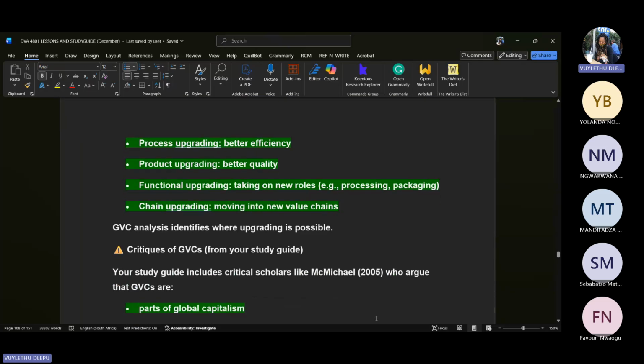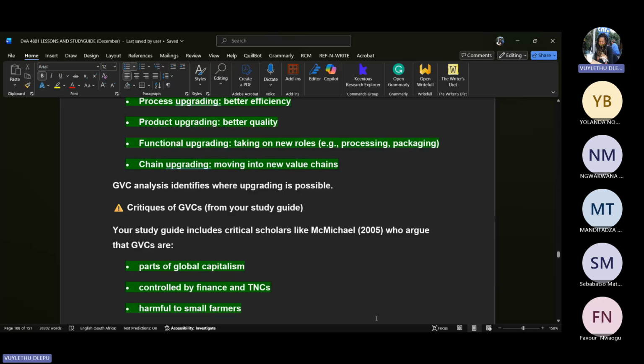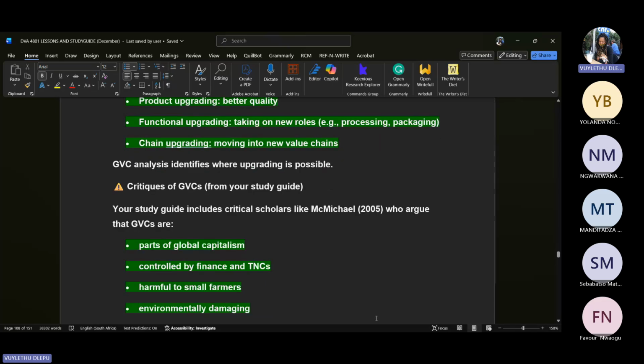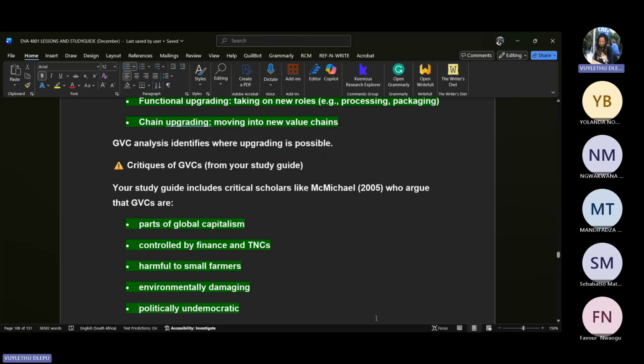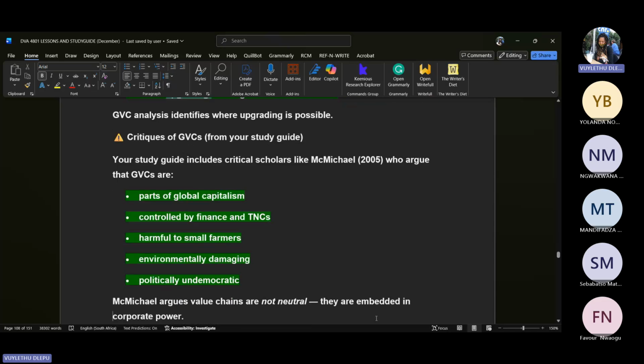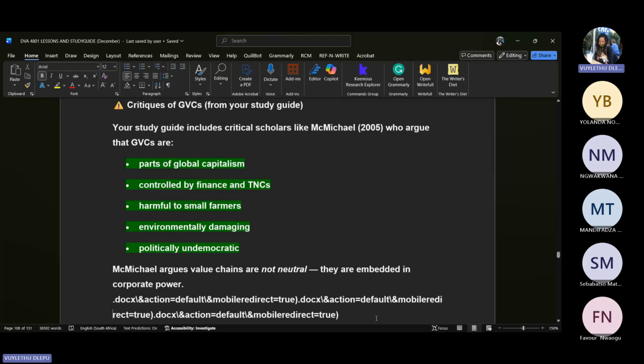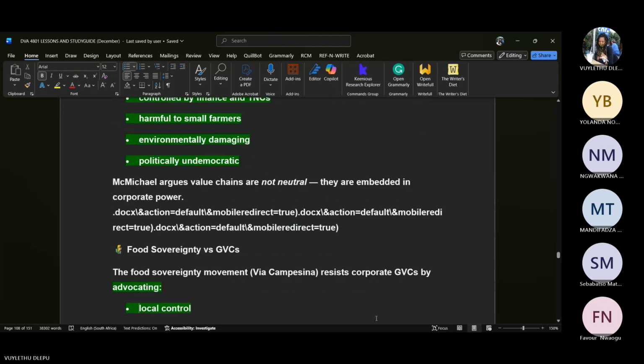And then these are some of the critiques from the study guide, which includes McMichael, who argues that global value chains are parts of global capitalism. They are controlled by finance and transnational corporations. They are harmful to small farmers. They are environmentally damaging and politically undemocratic. McMichael argues value chains are not neutral. They are embedded in corporate power.